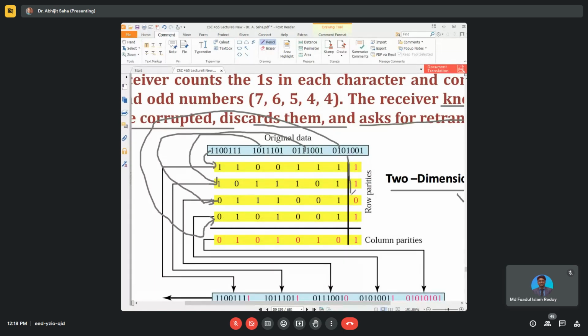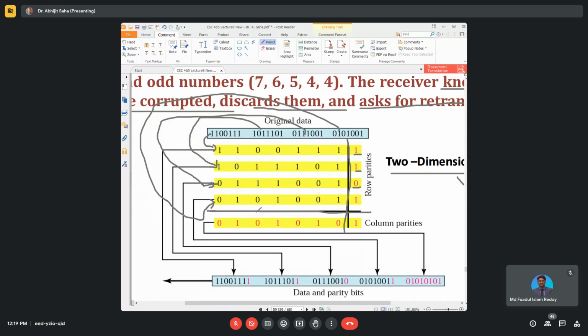Now you are going to have a row and a column, so two-dimensional means vertically and horizontally. That means you are going to find the row parities as well as the column parities. First you need to calculate the row parities. Checking this row, you can see 1, 2, 3, 4, 5, so there are 5 ones. So you add a 1 bit parity to make it even. Here also 1, 2, 3, 4, 5, so you add 1, making it even. Here you have 1, 2, 3, 4, so it's already even. That's why you add 0 as the parity bit.